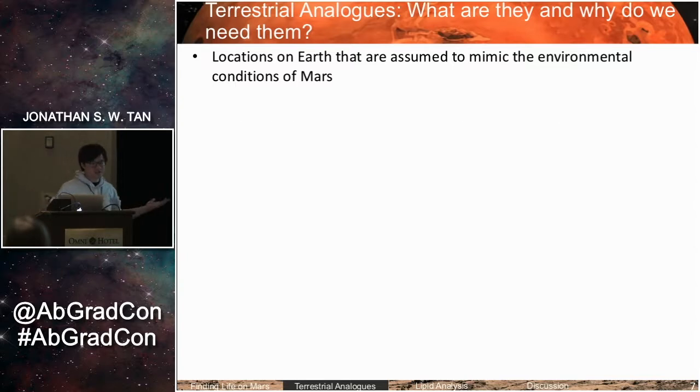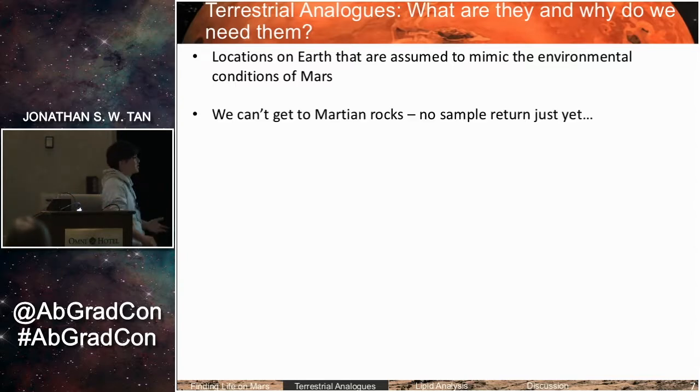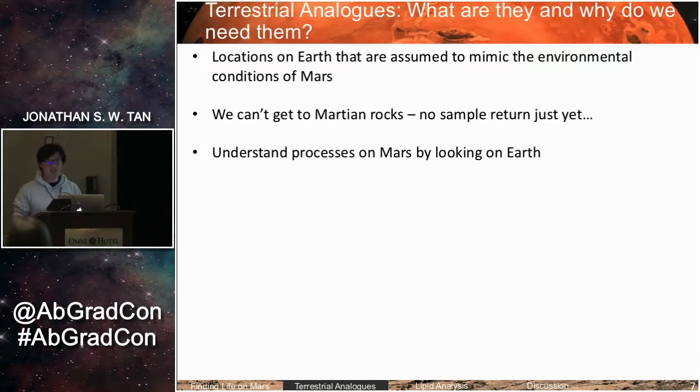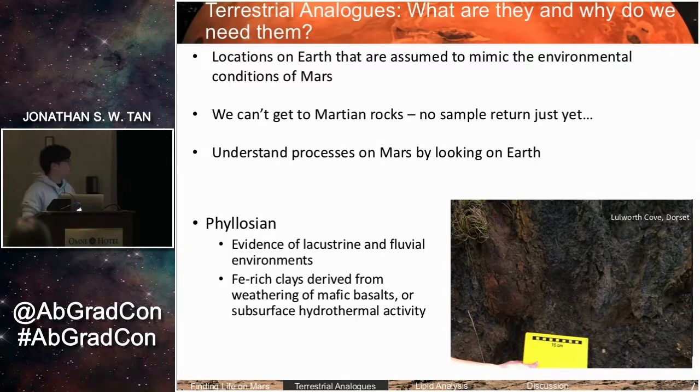The reason why we do this is, well, we can't get to Martian rocks just yet. There's no sample return missions, and with Trump in charge, there may never be. So instead, we look closer to Earth, we try and understand processes occurring on Earth, and then extrapolate that to Mars. For example, the Phyllosian, which comprises mostly of iron-rich clays that are derived from the weathering of mafic basalts, we use glacial soils or volcaniclastic sediments as simulants for this environment.